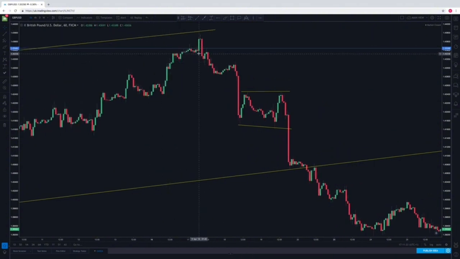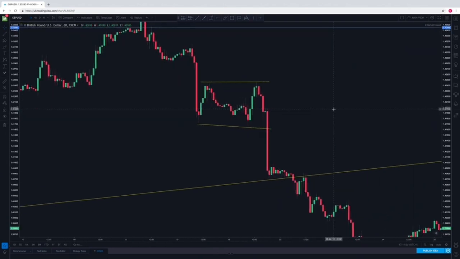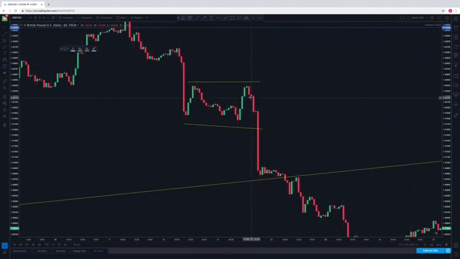It's the psychology of what it's doing. It's getting people caught on the wrong side and then coming straight back into the pattern. It's the same thing here. So how you take that type of trade is, again, you can take it either below the wicks like this on the break, or you can take it on the body.